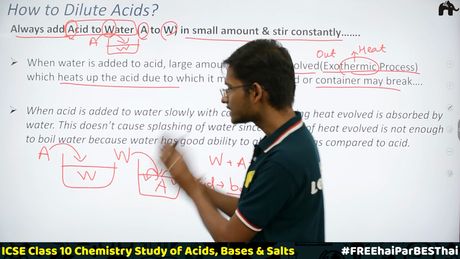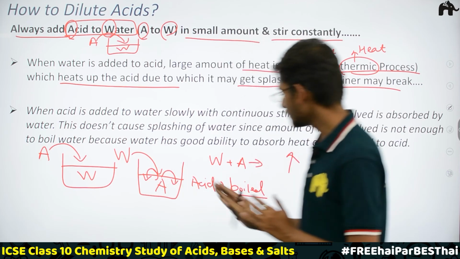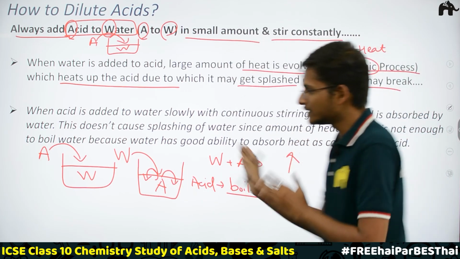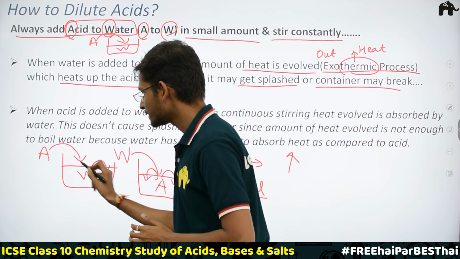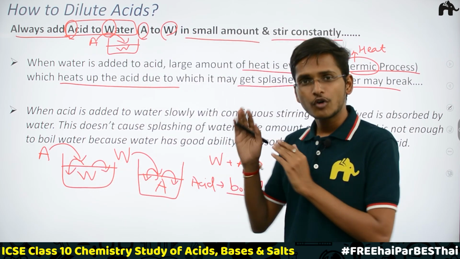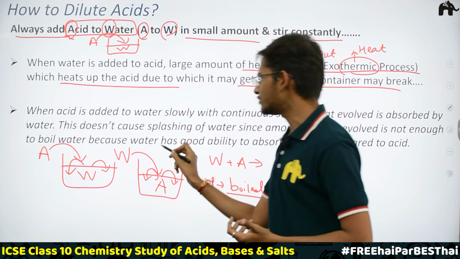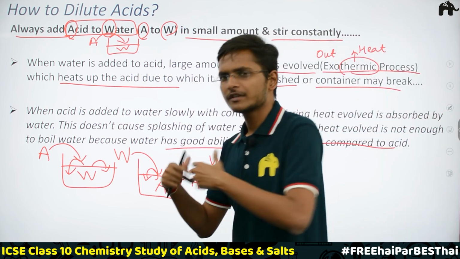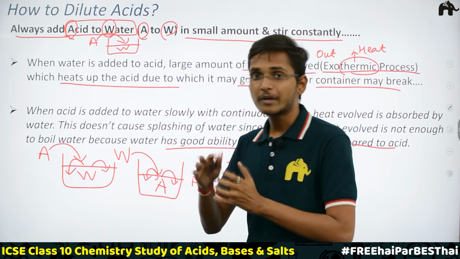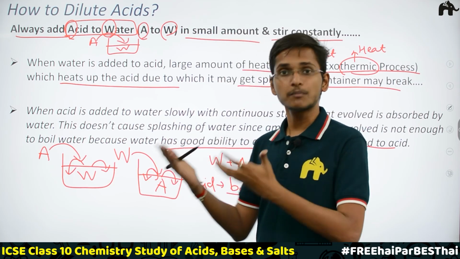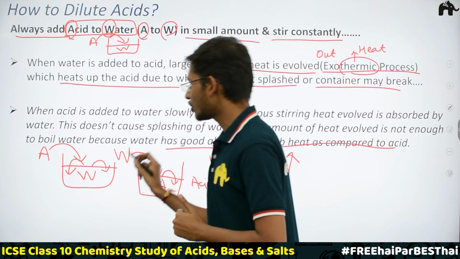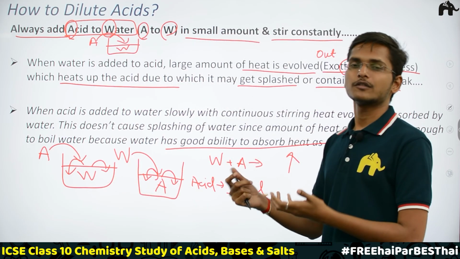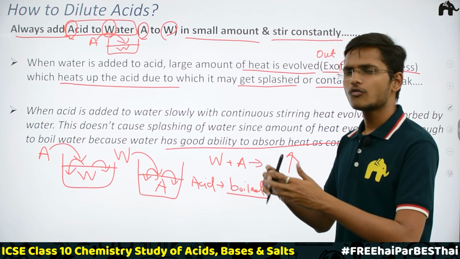Now what is happening in this case? When we are adding acid to water, again the water-acid reaction is taking place, heat is getting evolved, but now this heat is being absorbed by the water. Water has very good ability to absorb heat as compared to acids. So it just very nicely absorbs the heat, but after absorbing the heat, it doesn't get boiled up, because the heat which is evolved in this process is not enough to boil the water. So water doesn't get boiled up.